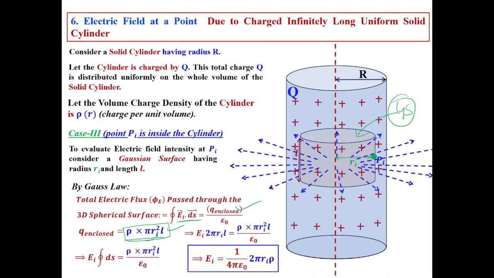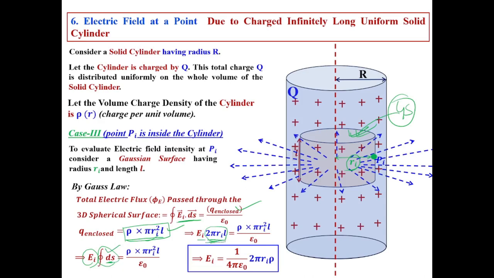So, Ei dot ds, as we discussed, means Ei ds cos 0 degree, and cos 0 is 1. So, Ei is constant and taken outside, and the surface integration of ds means the total surface area of this Gaussian surface. So, what will the value be? The radius of this Gaussian surface is ri, so the total surface area of this Gaussian surface will be 2 pi ri into L.